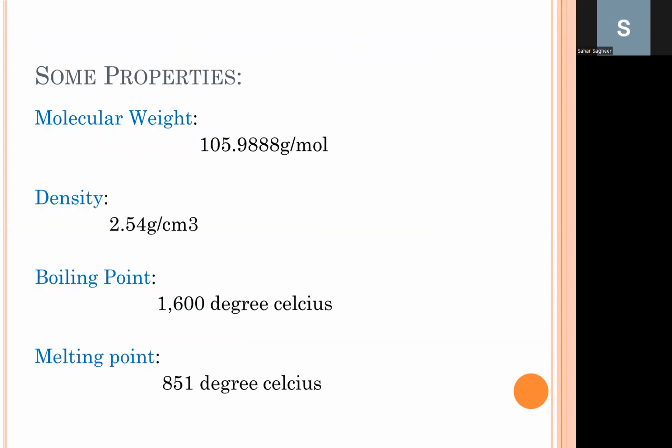And some of the properties of sodium carbonate: the molecular weight of sodium carbonate is 105.988 gram per mole. Its density is 2.54 gram per centimeter cube. The boiling point of sodium carbonate is 1600 degrees Celsius and its melting point is 851 degrees Celsius.